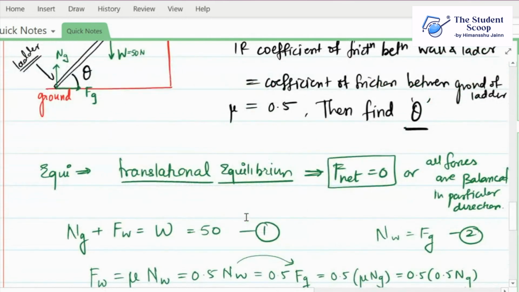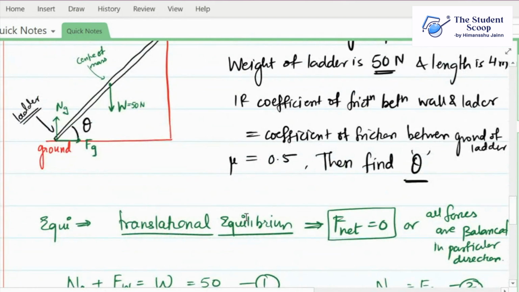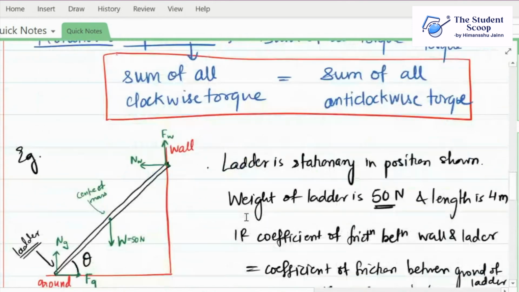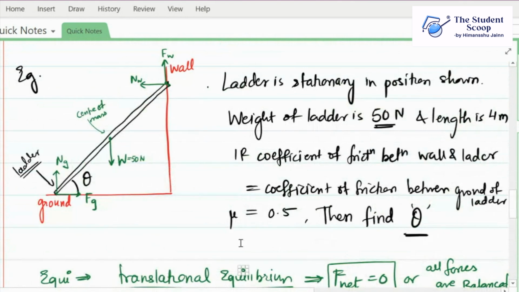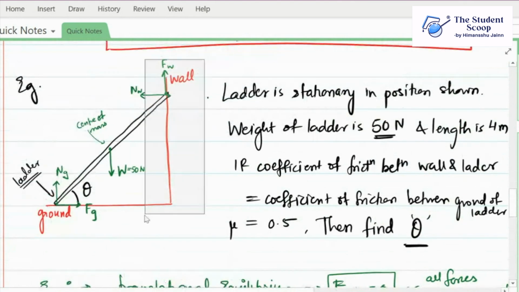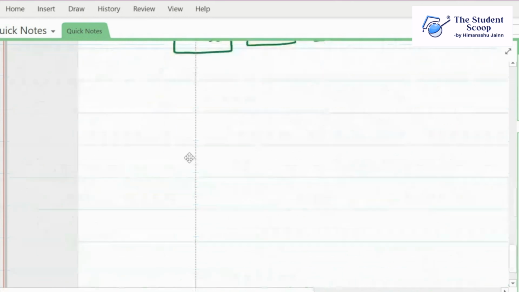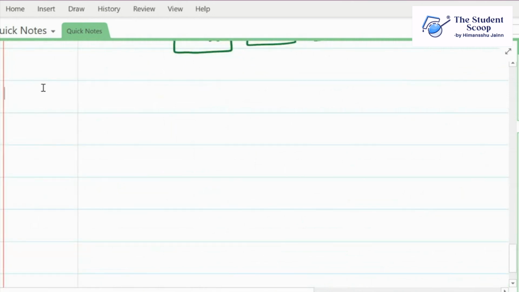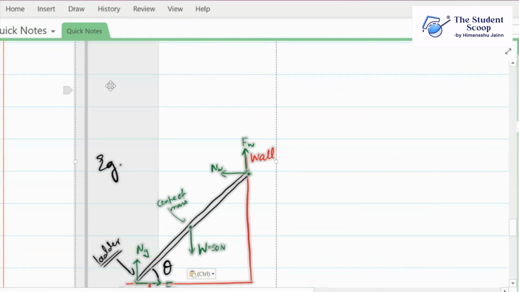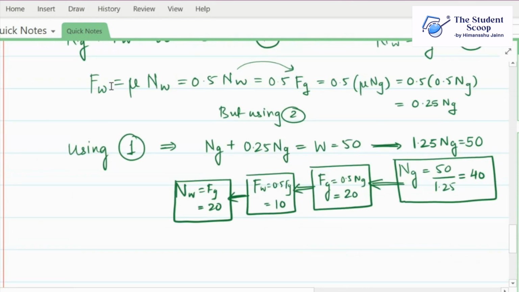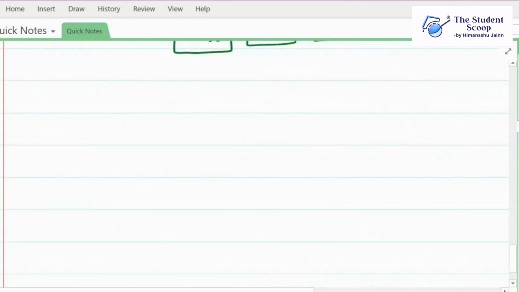Now this is when I am just using translation equilibrium. The question is asking about theta. What is the angle? Now angle requires us to apply the rotational equilibrium. So what we will do, I will just copy this diagram. Let me just redraw it. Okay, we don't need to redraw, but I will just take the rotational equilibrium case now.